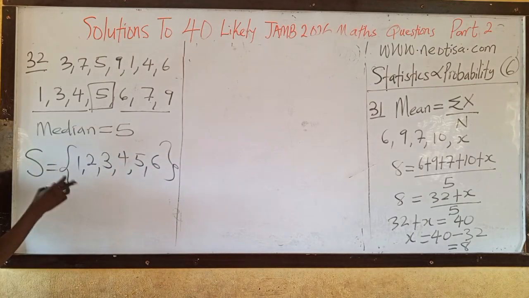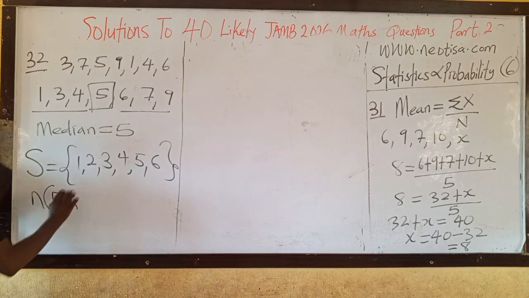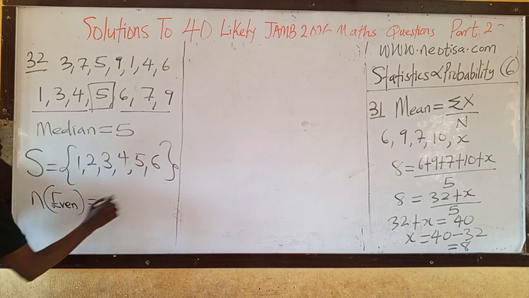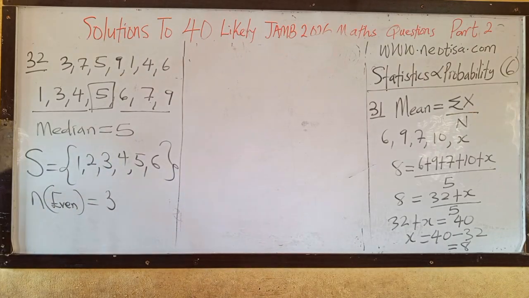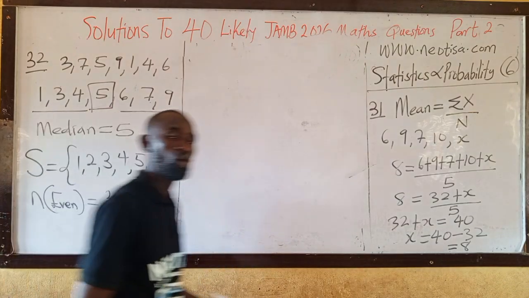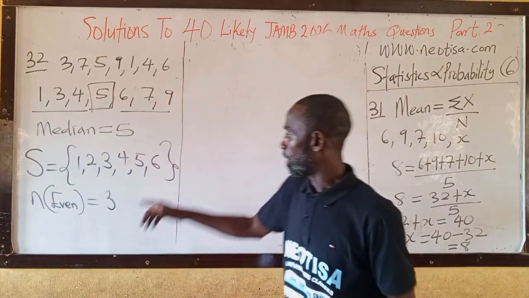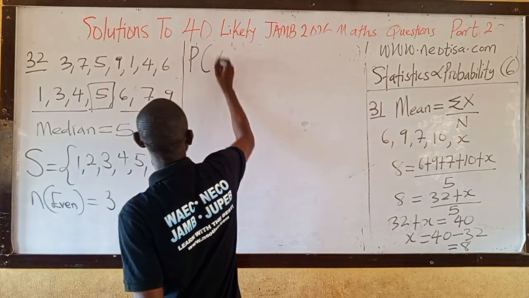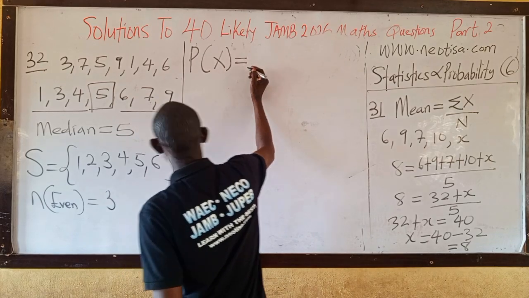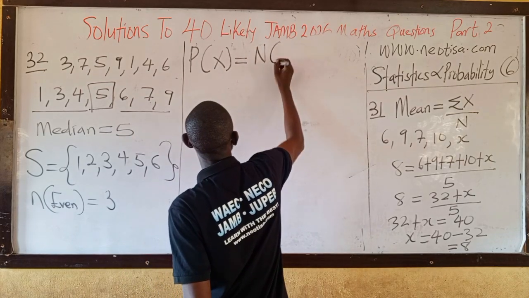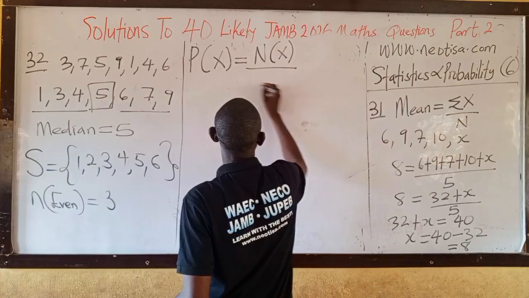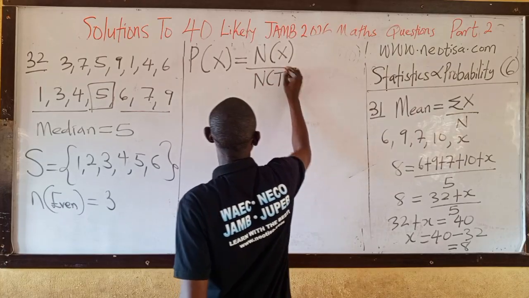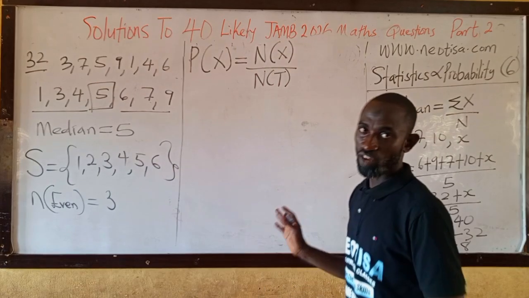So how many even numbers do you have here? 2, 4, and 6. So we have 3 of them. Once we know the definition of probability, we can solve this question. Probability of an event x is equal to the number of that event x all over the sample space, which is the total number. That's the definition of probability.